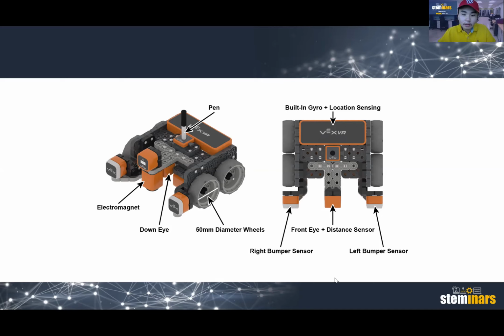The pen is useful. Normally when you build a VEX robot, you don't really need a pen, right? Who puts a pen on their robot? But the pen in this robot is very important because it actually draws out the path of your robot for you, and you can analyze that path. Say I go straight, turn left, turn right, it's going to draw that path onto the field itself. I will show you in just a second.